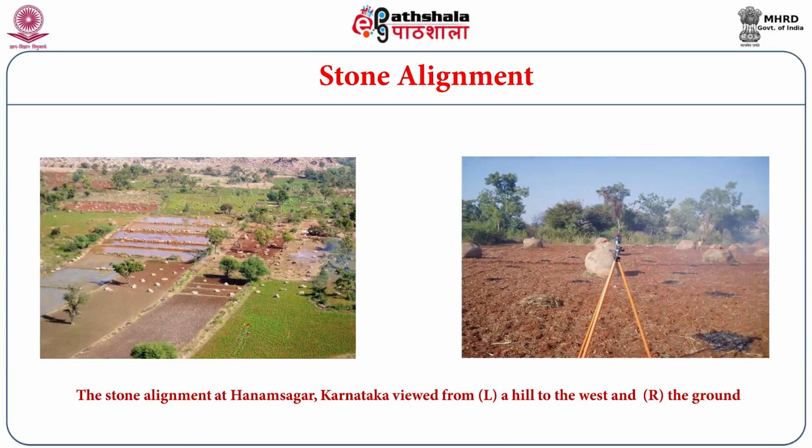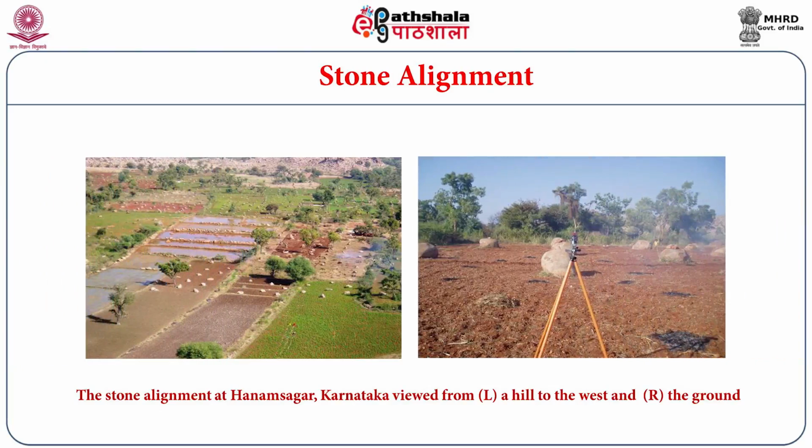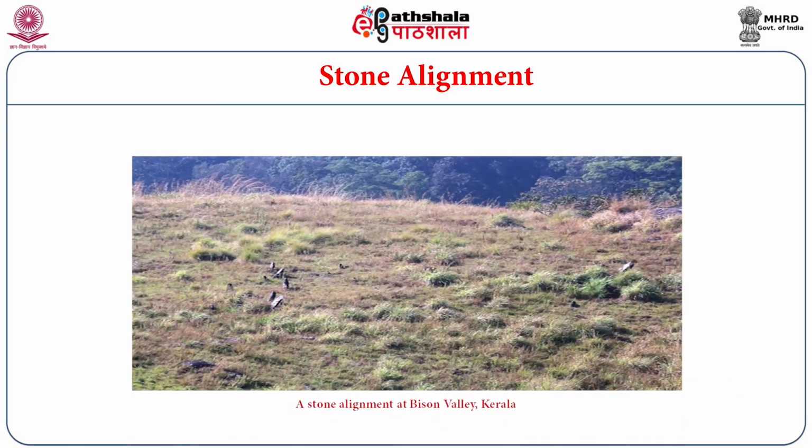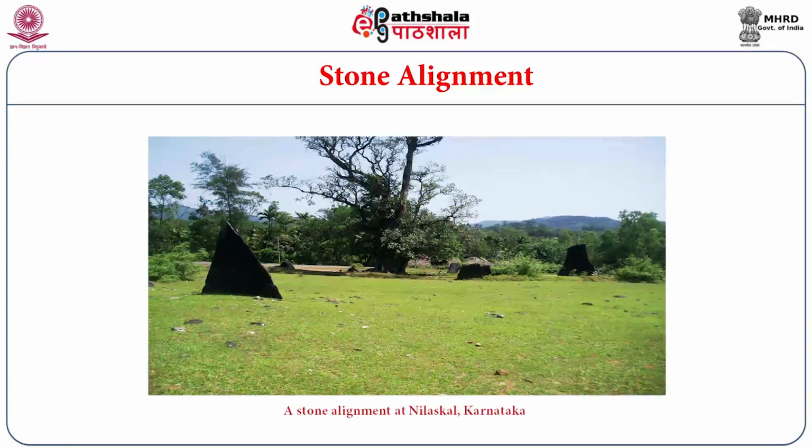Another stone alignment. This is from Karnataka. You can notice the stones arranged in several rows. We do not know the significance, what exactly they mean, and why people erected such a large number of stones. Maybe a large number of people died, but it is open to speculation. This is another view of the stone alignment from the site of Bison Valley in Kerala. Another stone alignment from Nilaskal in Karnataka.